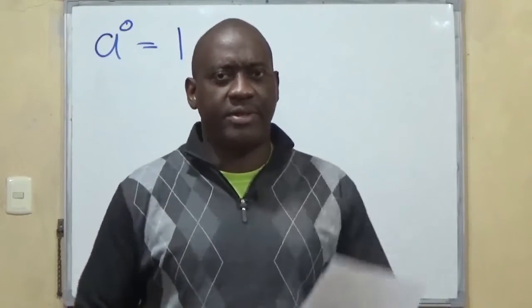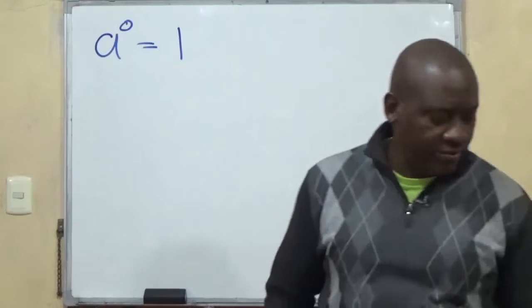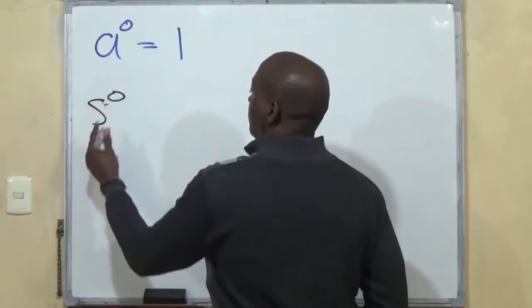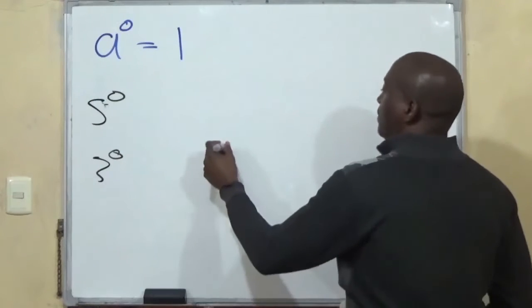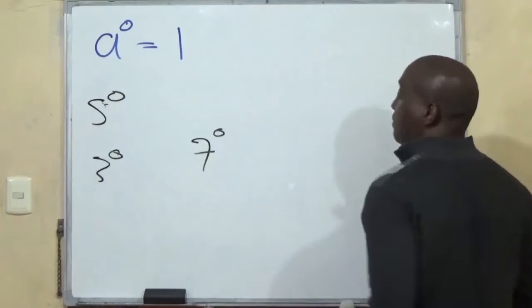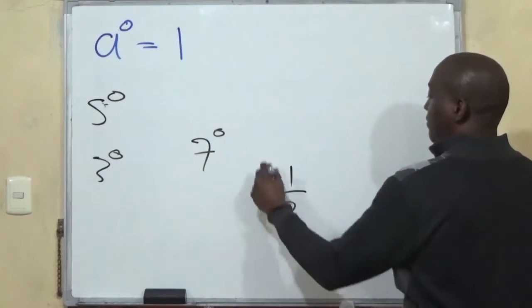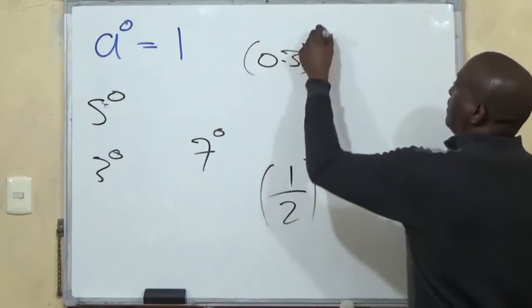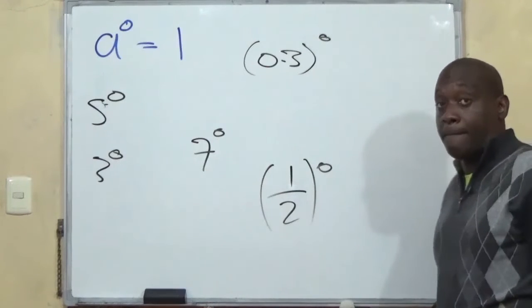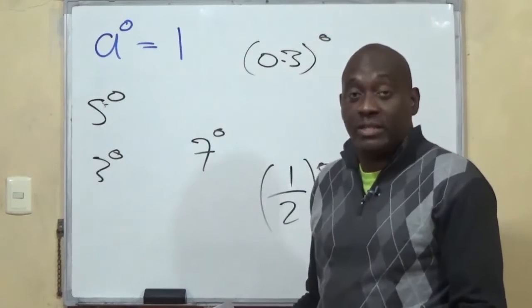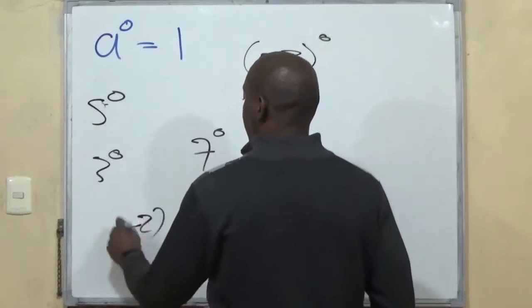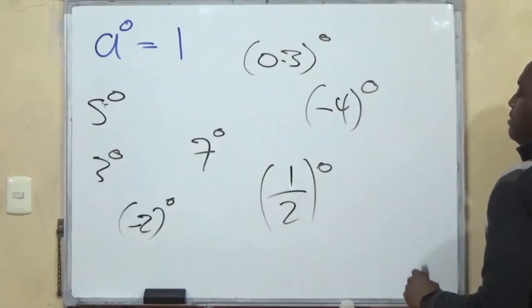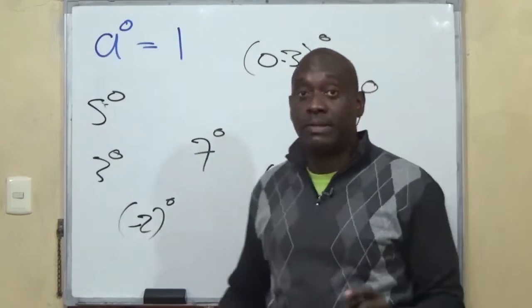And in the course of your various calculations, very often you'll end up with a situation where you have, let me say, 5 to the power 0, or 3 to the power 0, or 7 to the power 0. Or you might have a half to the power 0. You might have 0.3 to the power 0. You might have negative quantities as well, raised to the power 0. You might have minus 2 in brackets to the power 0. You might have minus 4 in brackets raised to the power 0, etc.